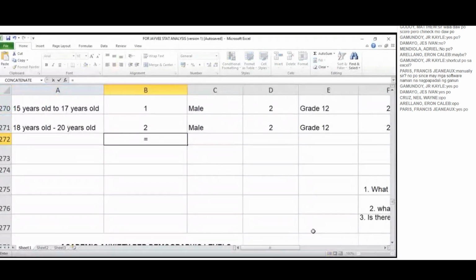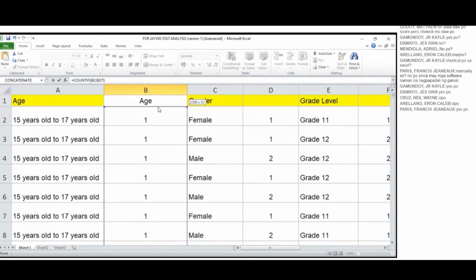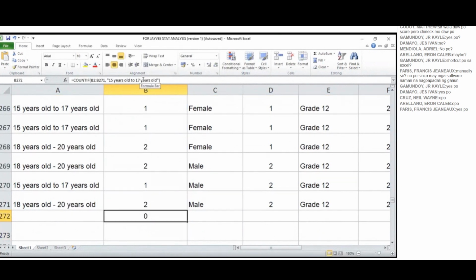Okay, for you to be able to do that in Excel, you will just use COUNTIF. Look at the range. So COUNTIF, then that's the range, and then your criteria. So of course your criteria is 15, let's say, years old to 17 years old. Ang criteria pala natin ay, kasi kinode na natin, 1 ang ating criteria dyan. So as you can see, there are 210 respondents who are 15 to 17 years old. Are you following?